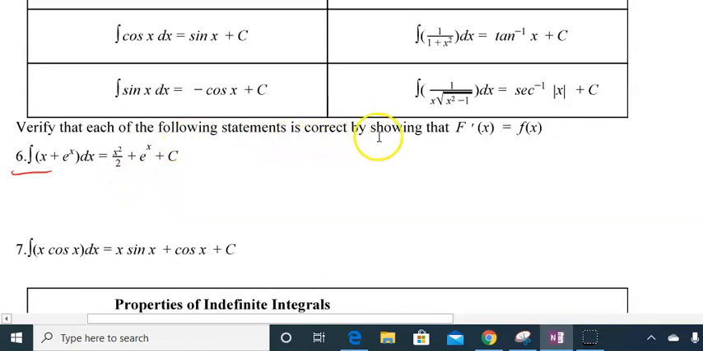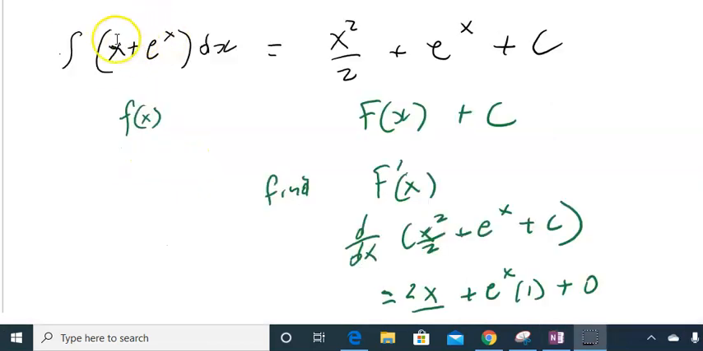Verify each of the following statements is correct by showing that uppercase F prime of x is equal to lowercase f of x. So the integral of x plus e to the x dx is equal to x squared over 2 plus e to the x plus C. We want to show that this is true. So this x plus e to the x, we're going to denote as lowercase f of x. And this x squared over 2 plus e to the x, we're going to denote as uppercase F of x, and then plus C just comes down.